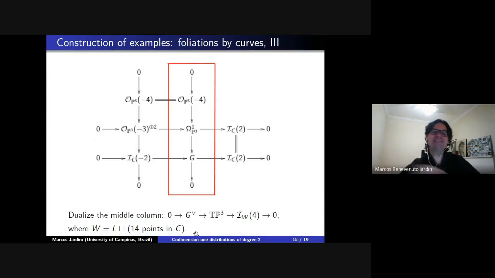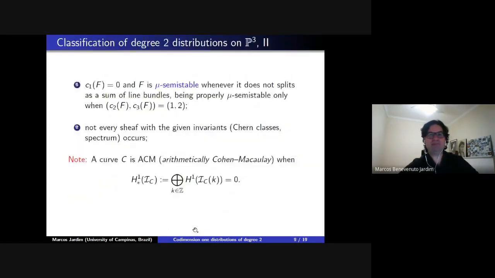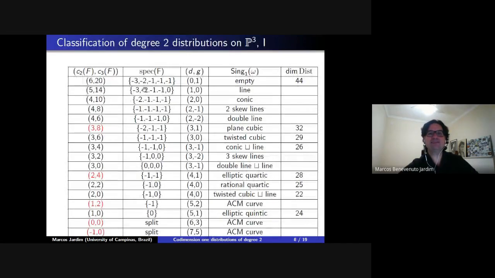So with this construction, let me go back here to the table, we get this entry of the table, where the singular locus is a line plus 14 points. Okay? Remember, C3 is always the number of isolated singularities. Right? So we get this construction. This is the construction behind this top line here.